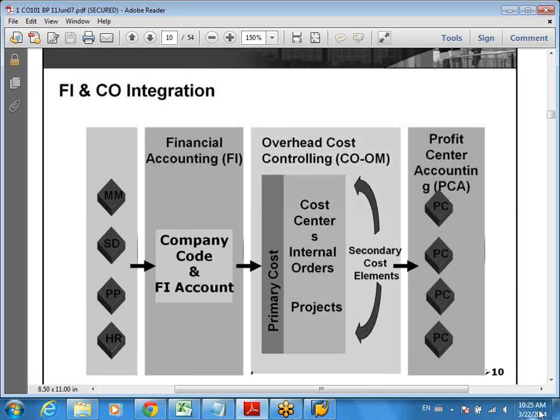Primary cost elements have a one-to-one relationship with a GL account. If I have a GL account called travel expense, there should be a primary cost element called travel expense. If there is a GL account called production cost, there should be a primary cost element called production cost. If there is a GL account called marketing cost, there should be an identical one called marketing cost. There is a GL account called salaries, so there should be a primary cost element called salary.